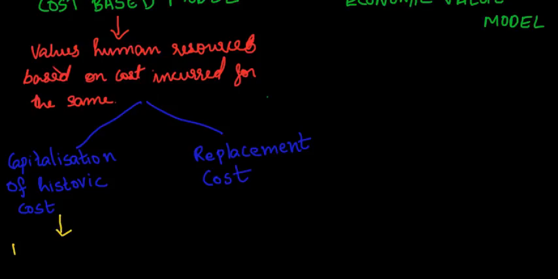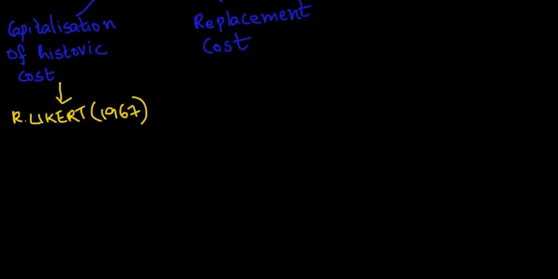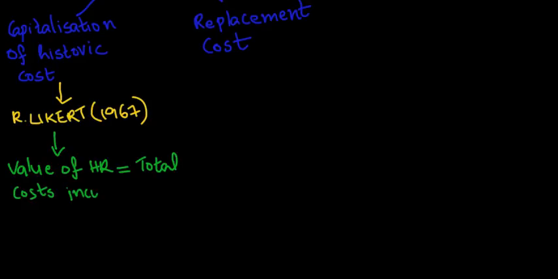Capitalization of historical cost was developed by Mr. R. Likert and his associates at R.G. Barry Corporation in Ohio, USA in the year 1967. The method involves capitalizing all costs related with making an employee ready for providing service, recruitment, training, development, etc.